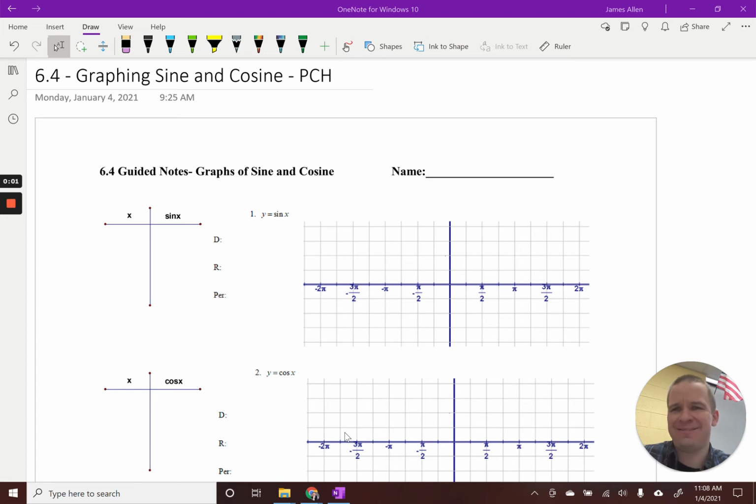Woo-hoo! All right. Let's see here. We've got section 6.4, graphing sine and cosine. Now, you've graphed sine and cosine before. We're going to do a little bit of review of our parent functions. So let's just get to it. I'm too excited. All right.